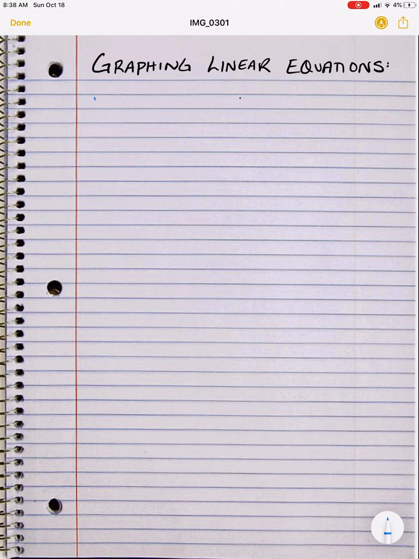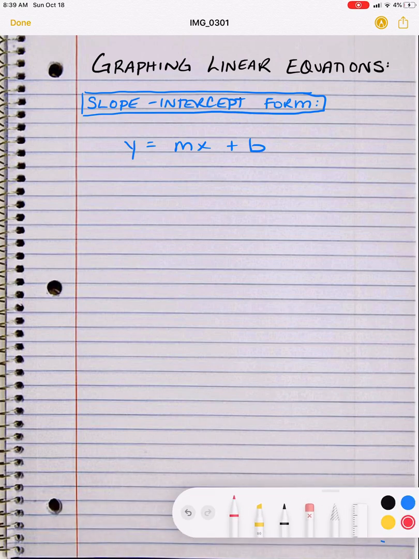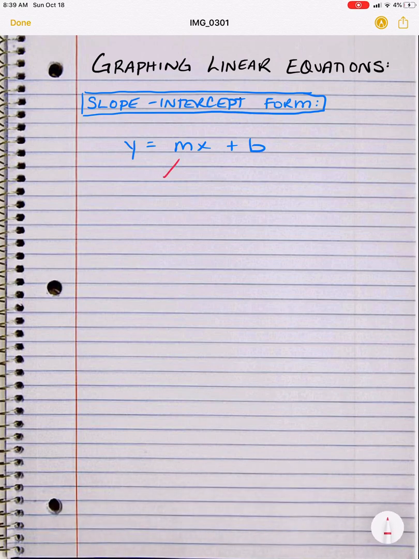So when we graph a line, we want the line to be written in what's called slope-intercept form, okay? This form is probably the most convenient for graphing. And so slope-intercept form, if you remember, looks like y = mx + b. And if we review this, the m is equal to your slope, okay?